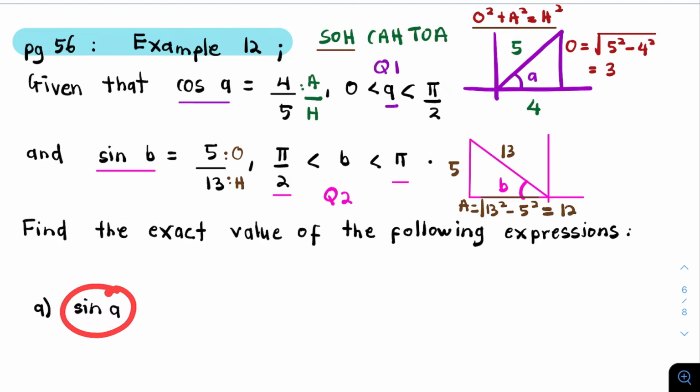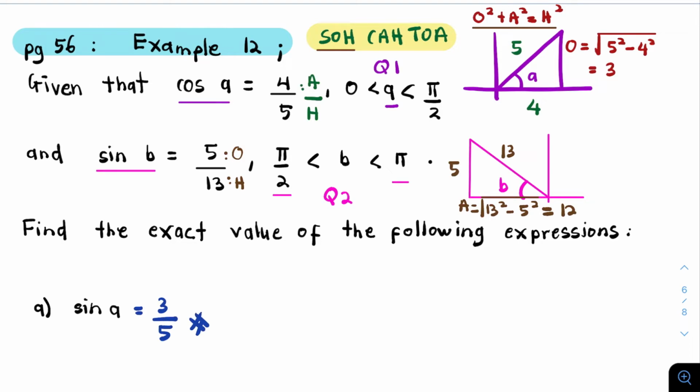Now, the question is asking you for sine A. Where is your angle A? Angle A is on this triangle. Be careful not to look at the wrong one. So angle A is on this triangle. For sine, use SOH CAH TOA. It will be the opposite over the hypotenuse. The opposite you already found, which is 3, and the hypotenuse is 5. So basically, the answer is just going to be 3 over 5. Nothing more, as simple as that.